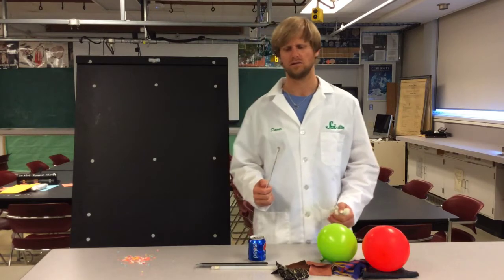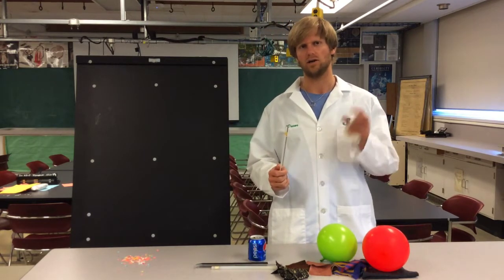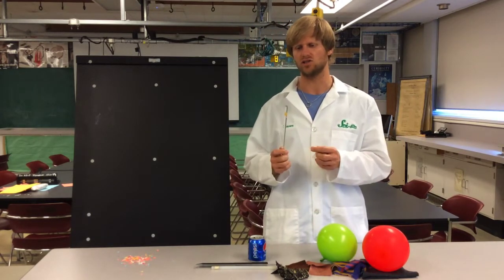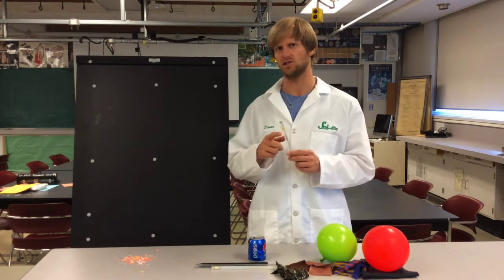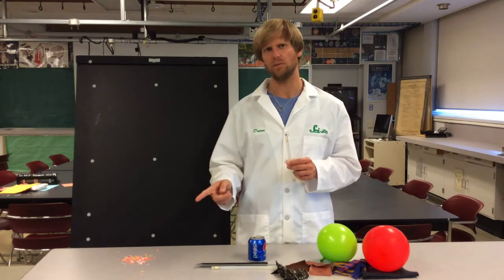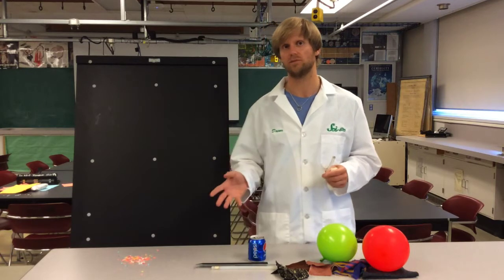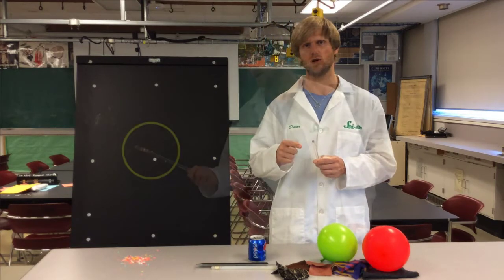But wait a minute. We know that negative and positive charges attract each other. And this rod was negatively charged. But the pieces of paper were neutral. We didn't charge them. So why were they attracted to the rod?